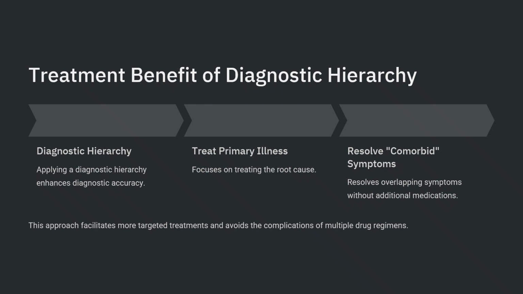In conclusion, the comorbidity problem in psychiatry presents a complex challenge, influencing how mental health conditions are diagnosed and treated. Both the threshold and symptom function approaches contribute to this complexity. By adopting a diagnostic hierarchy approach, the accuracy of diagnoses can be enhanced and more targeted treatments facilitated.